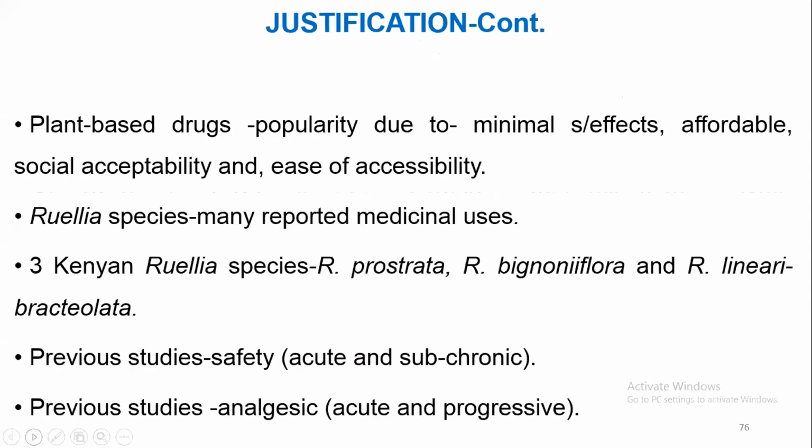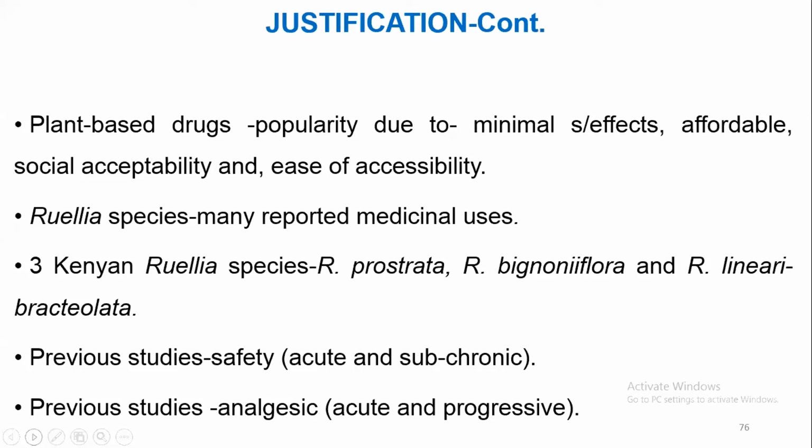Plant-based drugs are popular. As we all understand, everything is herbal. Colgate herbal, lotions herbal, everything's herbal. Why? Because herbal products have minimum side effects. They are affordable, socially acceptable, and easily accessible. So the plants of my study are the Ruellia species. Ruellia species have been reported to have many medicinal uses, ranging from analgesic, anti-inflammatory, antihypertensive, gastroprotective, antimicrobial, antifungal and anticancer. If you check Ruellia species, you'll find very many biological activities. The Kenyan Ruellia species that I'm studying are three: Ruellia prostrata, Ruellia bignoniflora, and Ruellia linearibracteolata.